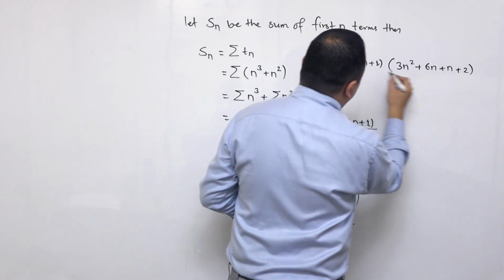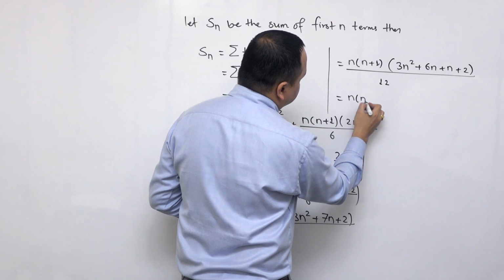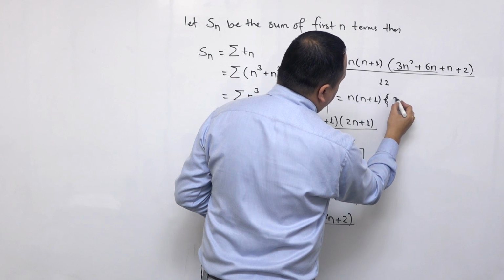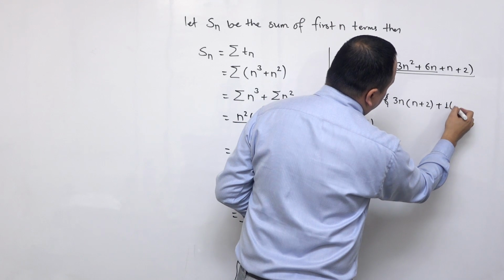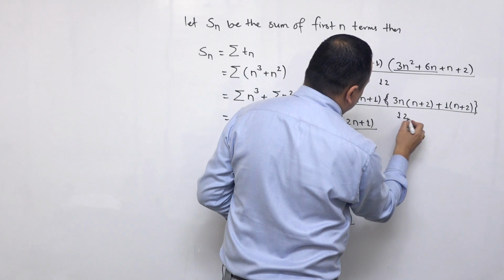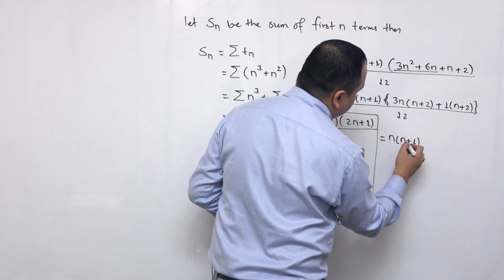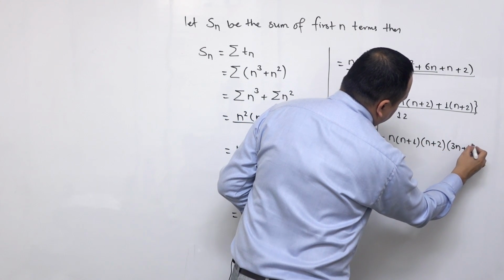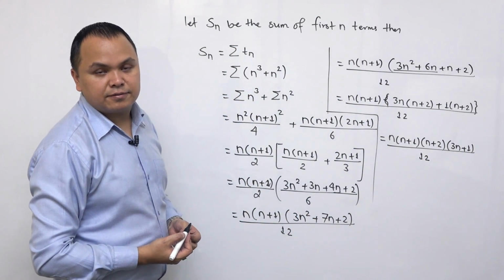2 divided by 12. And this is n plus 1. Here 3n is common. n plus 2 plus 1 times n plus 2 divided by 12. And this is n times n plus 1 times n plus 2 times 3n plus 1 divided by 12, which is the required answer.